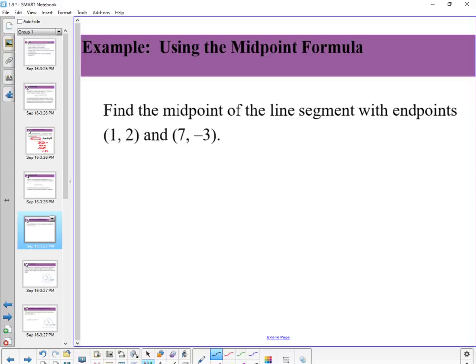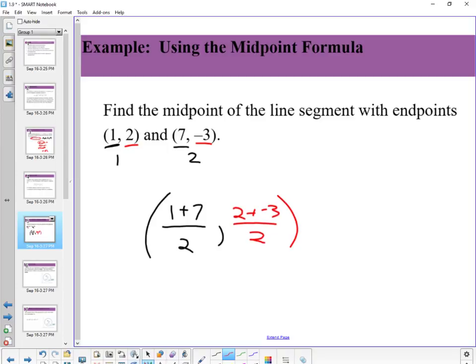Okay, we'll go in order of the formula. We'll call this 1. We'll call this 2. So all I'm doing is adding the 2 x's, right? So 1 plus 7, and then I'm going to divide by 2. Then I'm going to add the 2 y's. So 2 plus a negative 3, and then divide by 2. So that is 8 over 2, negative 1 over 2, which becomes 4 comma negative 1/2.